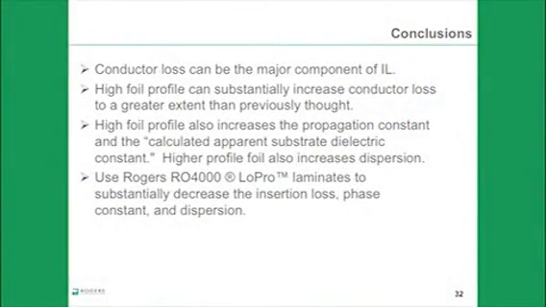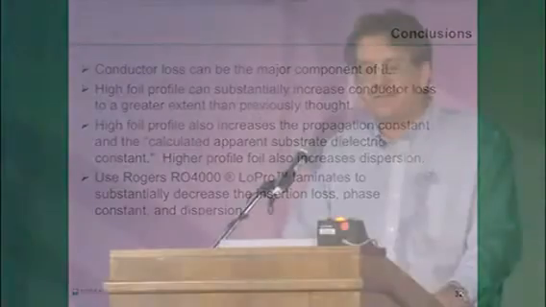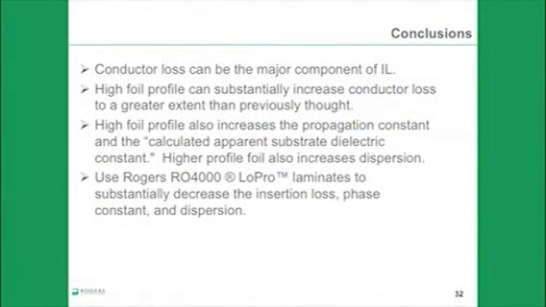So in conclusion, remember that conductor loss can be the major component of insertion loss. High profile foil can substantially increase conductor loss to a greater extent than previously thought. High foil profile also increases the propagation constant and the calculated apparent substrate dielectric constant, and higher profile foil also increases dispersion. And one last important conclusion, you should use Rogers RO4000 low pro laminates to substantially decrease the insertion loss, phase constant, and dispersion in commercial applications. And that brings me to the end.